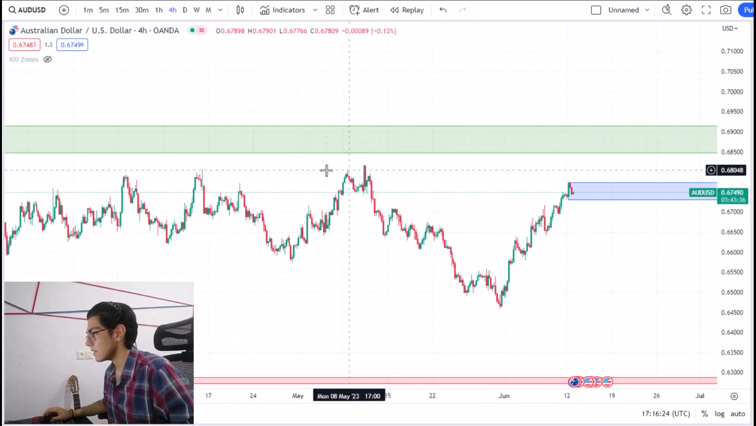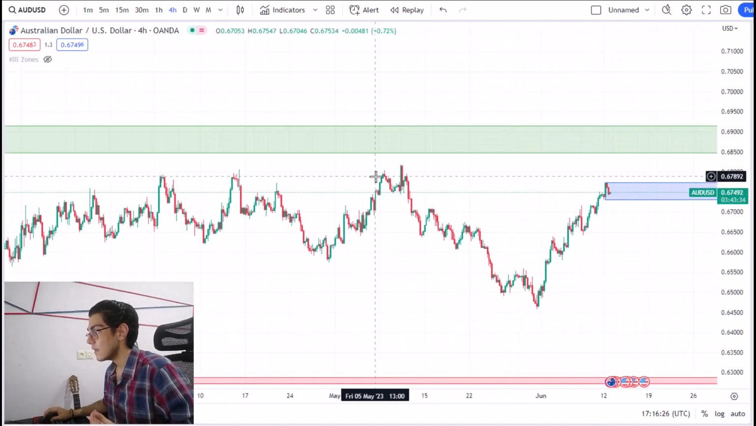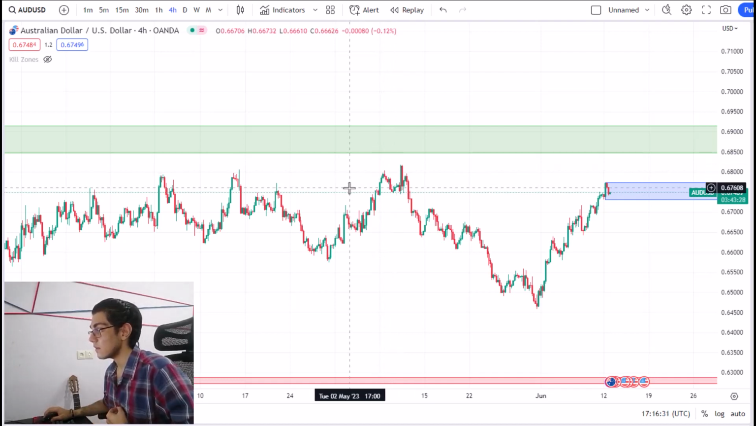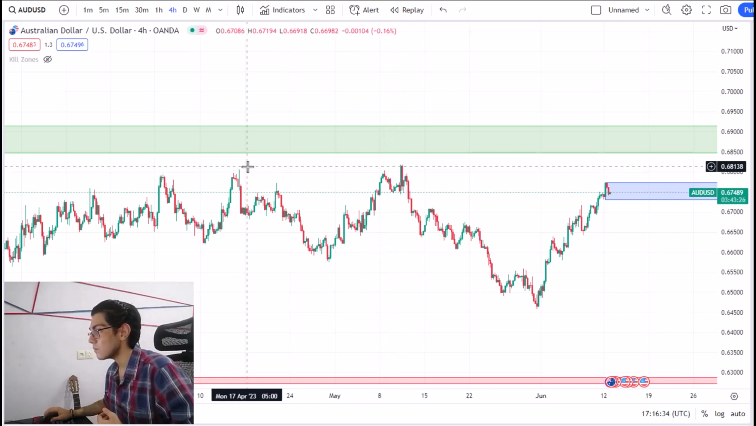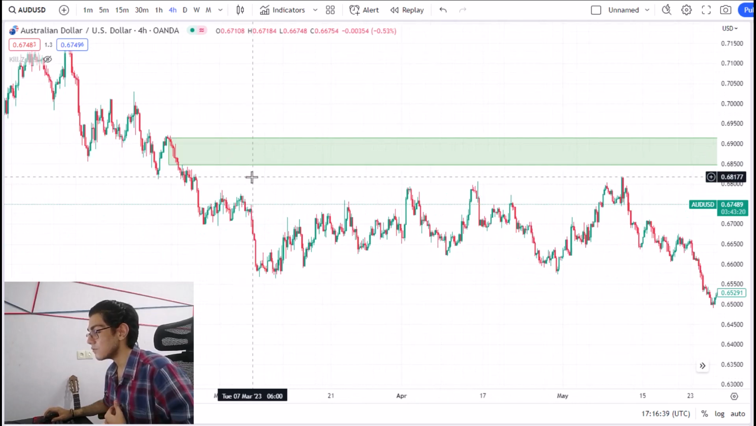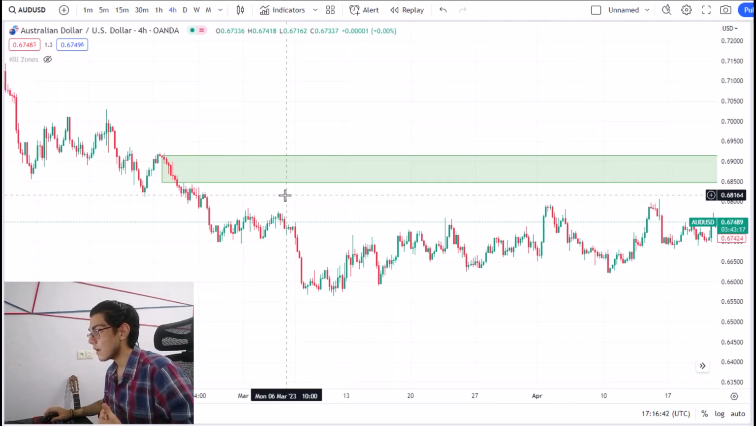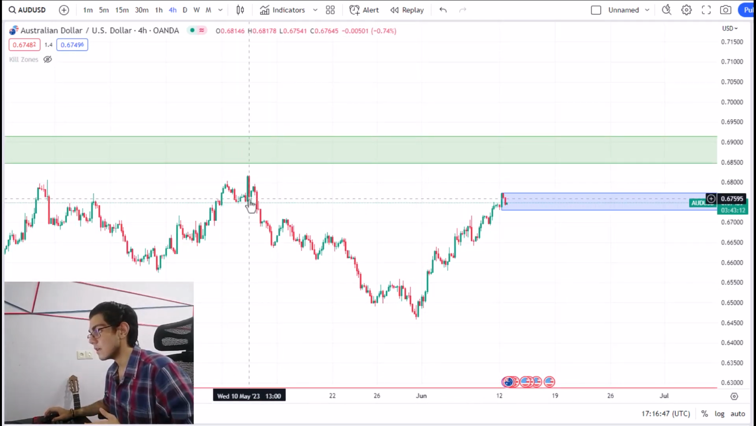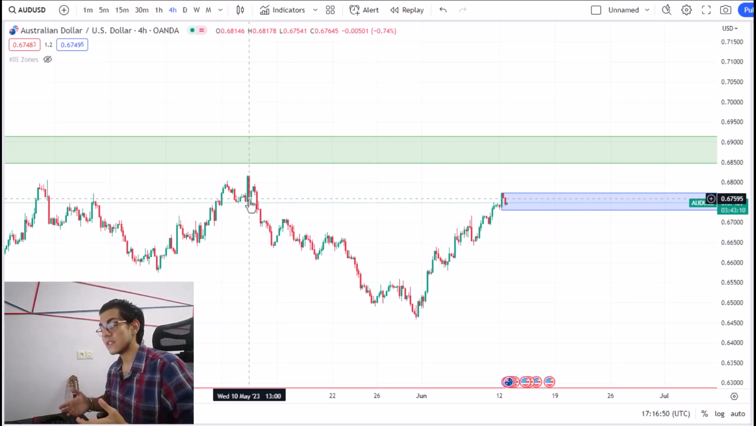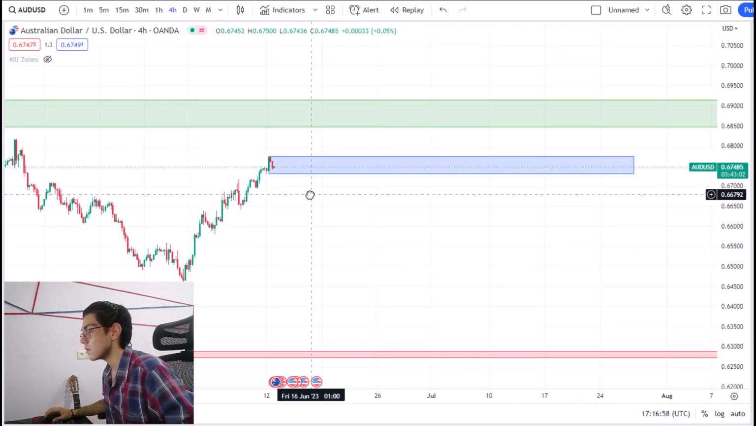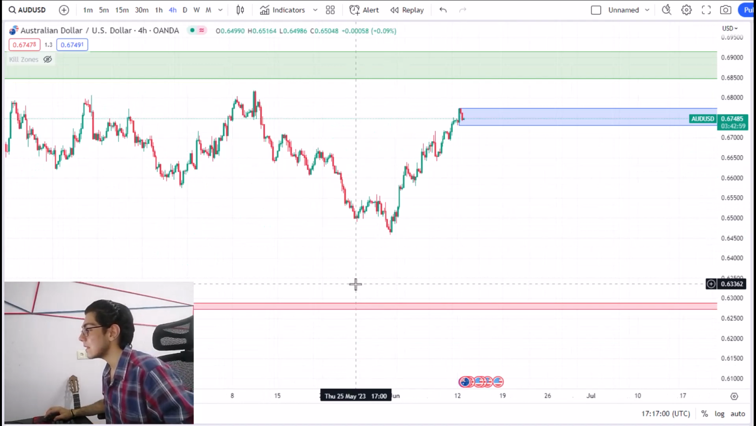Why? Because as y'all can see, we had two equal highs and there was a lot of liquidity up above here, and it was all taken because of this candle that broke up above these two equal highs. And this green area is representing a really strong and powerful resistance for the buyers because it's not going to let the price go up above this level.